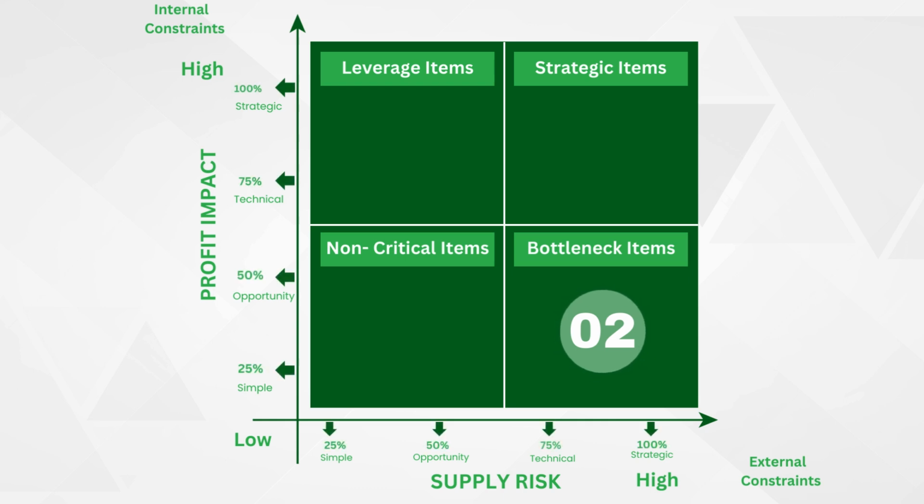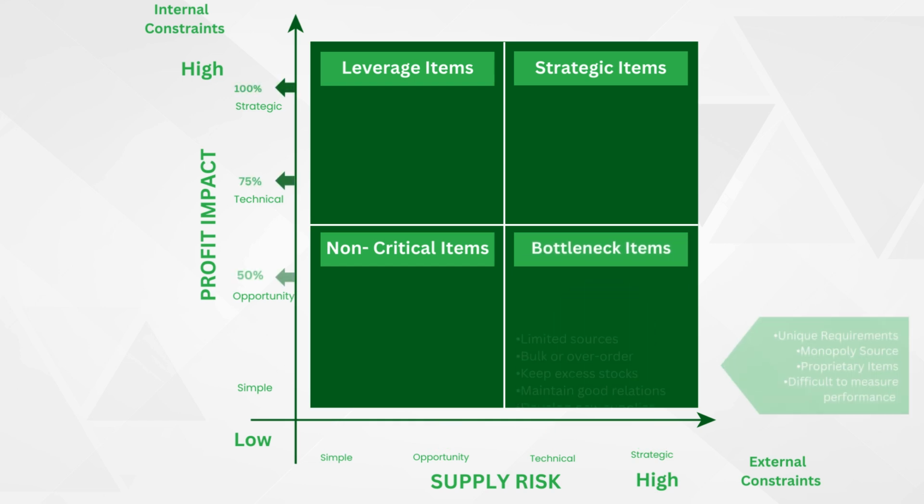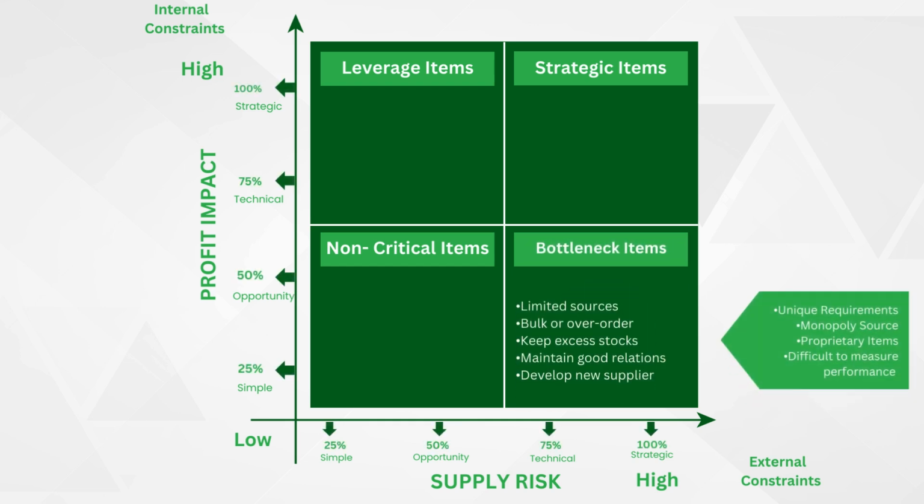Quadrant 02, where supply risk is high but impact on profit is low, this category is also known as a bottleneck. Here, the non availability of material can jeopardize the entire production plan. As the impact on profit is low, one can stock higher inventory and maintain good relationships with suppliers to get prioritization on supplies. In cases where there are limited sources, the buyer can liaise with R&D to explore substitutes.